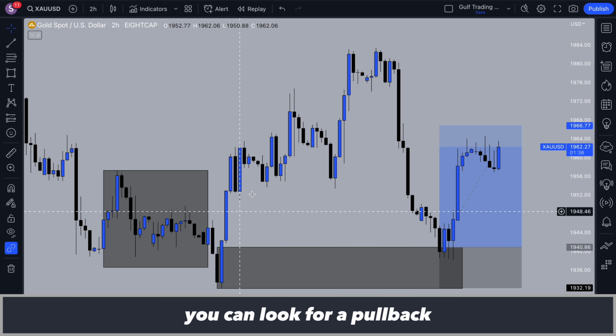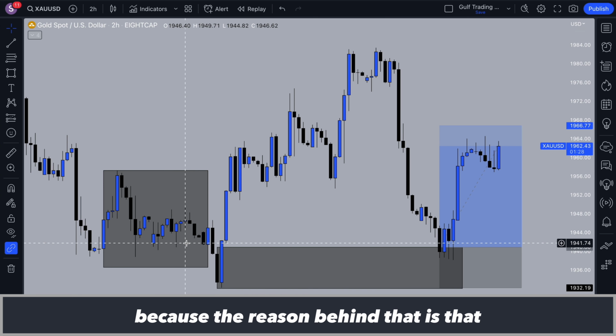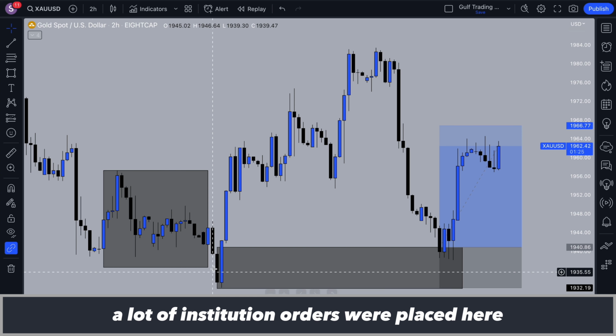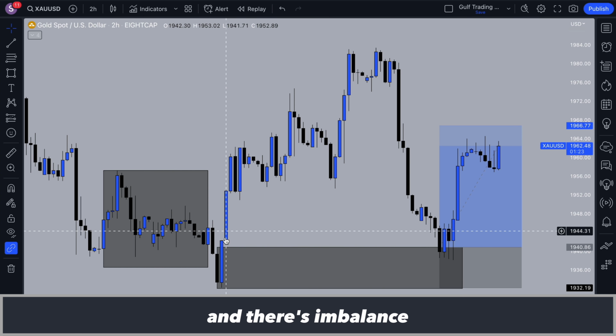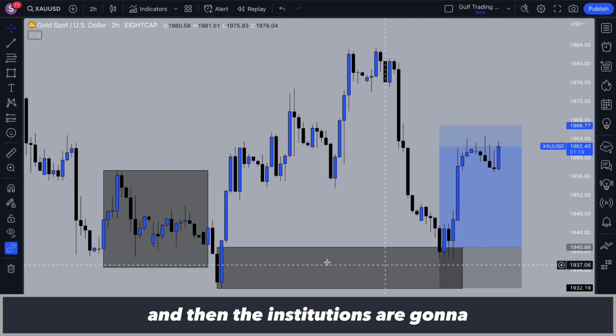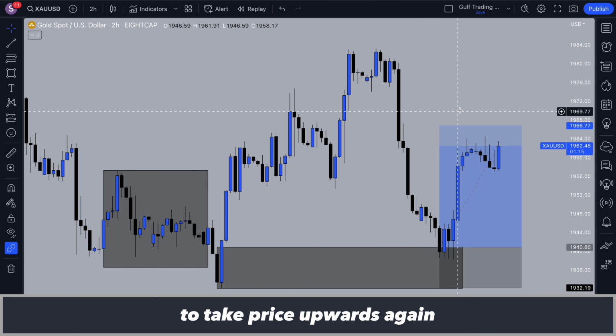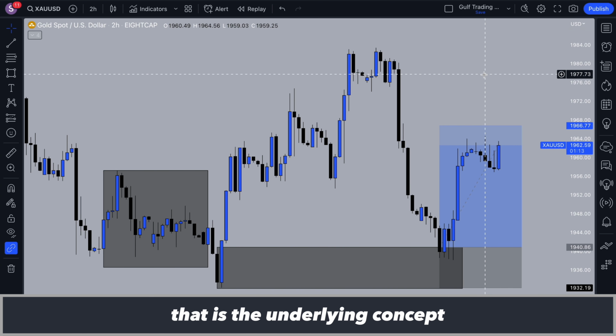And then the second entry, you can look for a pullback into the extreme supply or demand zone, because the reason behind that is that a lot of institutional orders were placed here and there's imbalance. Price will have to come back here, mitigate their orders, and then the institutions are going to place the rest of their orders in this area again to take price upwards again. That is the underlying concept and theory behind the strategy.